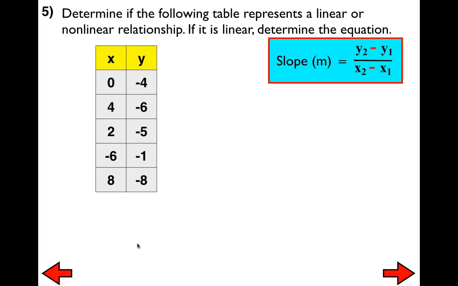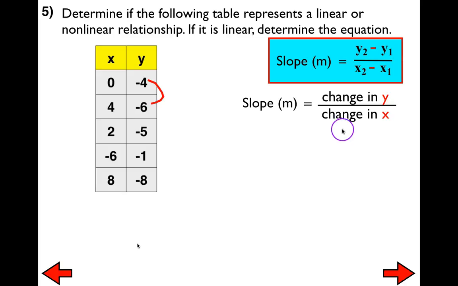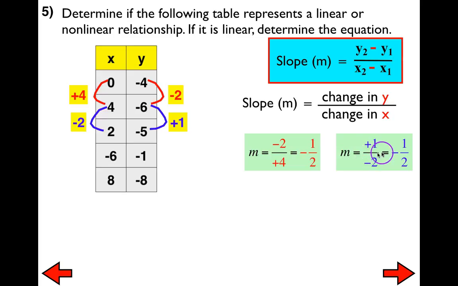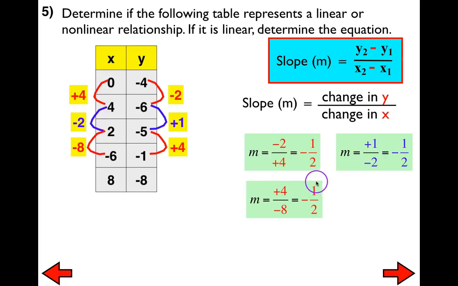Okay, so now let's check our answers. Here, you're supposed to check all the ratios. In this case, we would have -2/4, which is -1/2. You're going to check the next one. Make sure you check your ratio. You're going to get -1/2. So far, so good. Keep moving on. You get +4, -8, reduce. You still get -1/2. Still going strong.